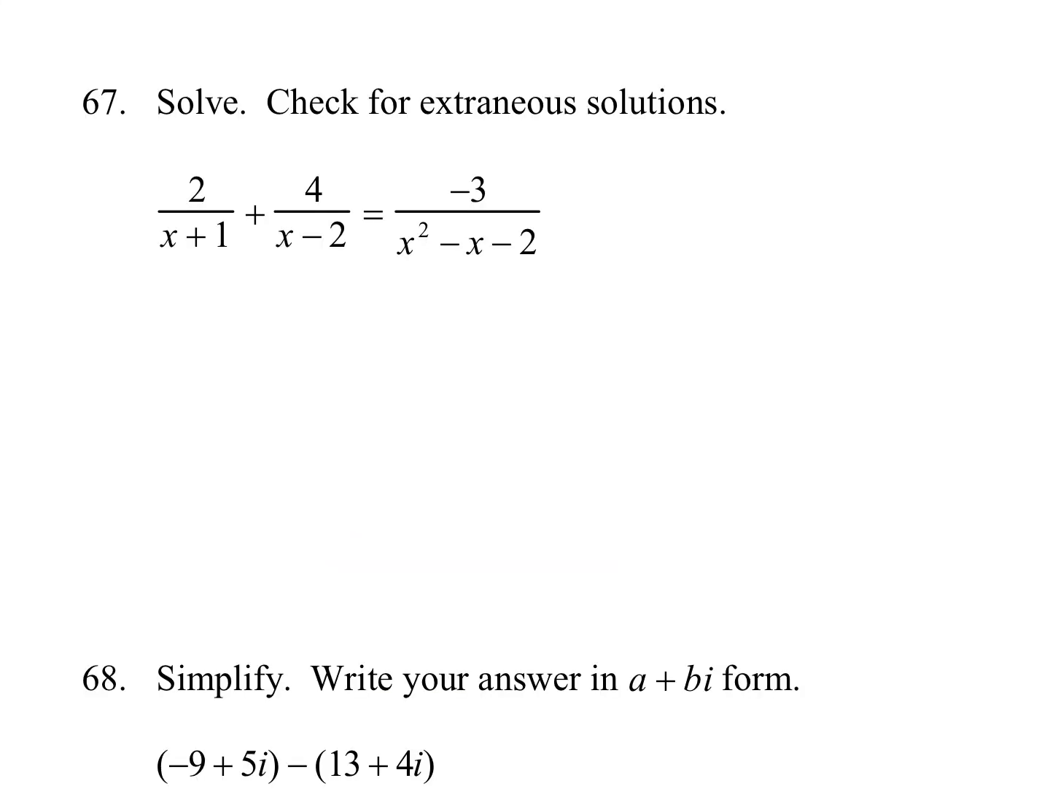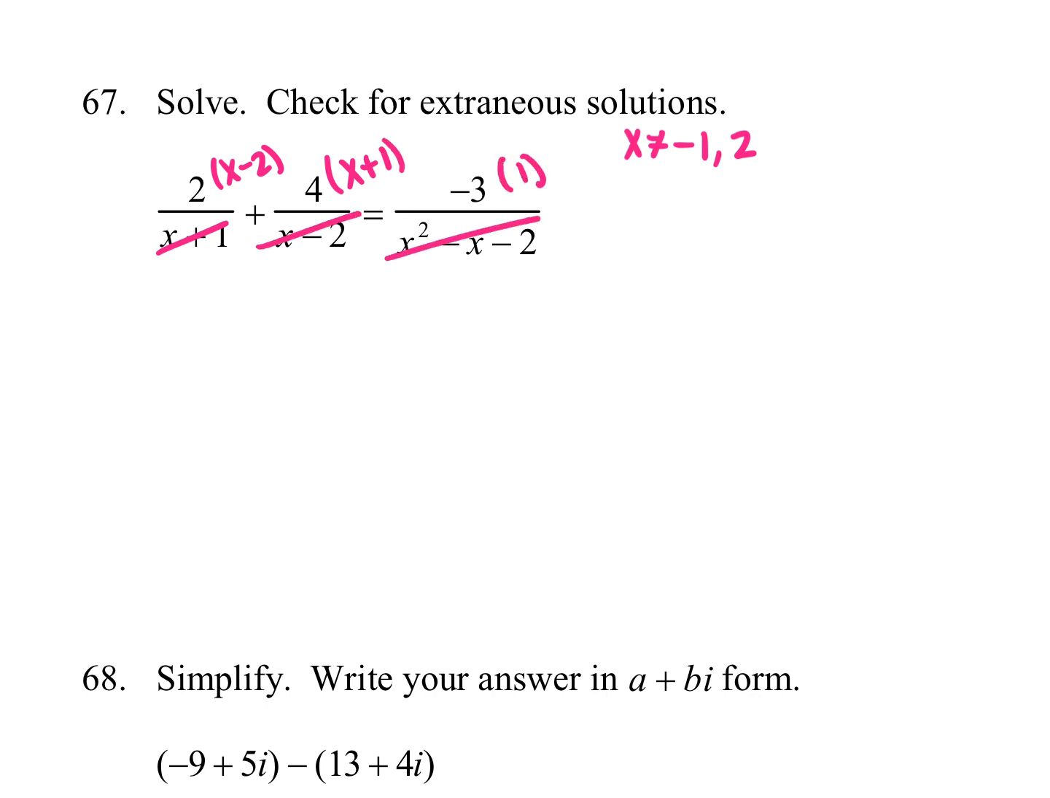For 67, you have 2 over x plus 1 plus 4 over x minus 2 is equal to negative 3 over x squared minus x minus 2. Least common denominator is x plus 1 times x minus 2, which means x cannot equal negative 1, nor can it equal 2. The 2 we're going to multiply by x minus 2. Cancel out your denominator. 4 we multiply by x plus 1. Cancel out your denominator. Negative 3 we multiply by 1.